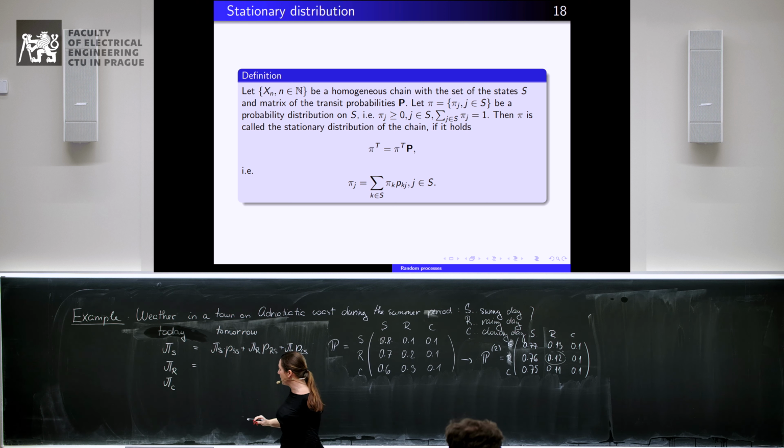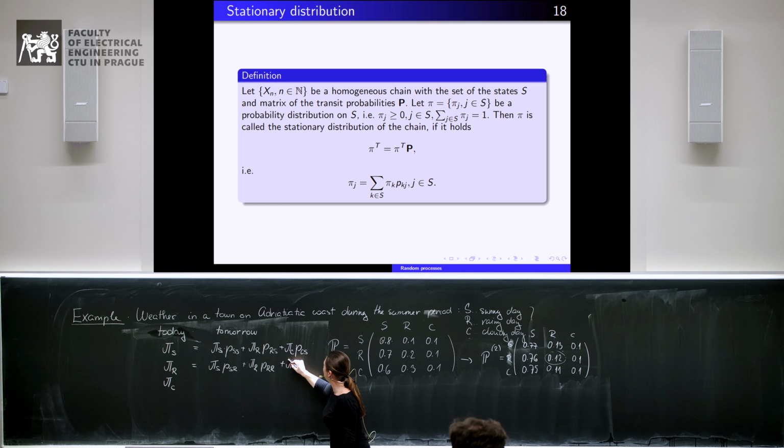The same happens in the second row. The probability that tomorrow it will be a rainy day is equal to the probability that it is a sunny day today times the probability that this sunny day becomes a rainy day, plus the probability that it is a rainy day and it will stay rainy, plus the probability that it is a cloudy day and we will go from this cloudy day to the rainy day.